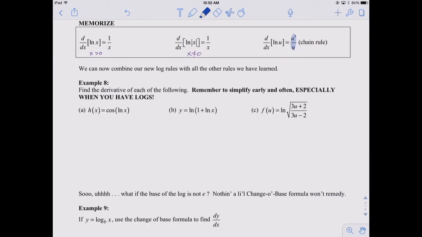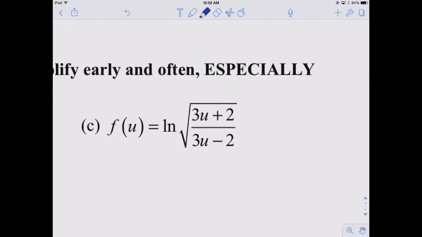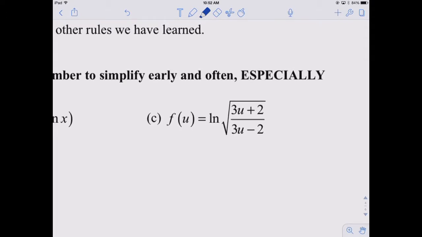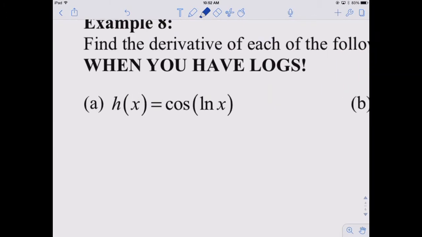All right, so we're going to try it out. Simplify early and often. We said this is our new mantra. Now we add the especially when you have logs to the end of that.